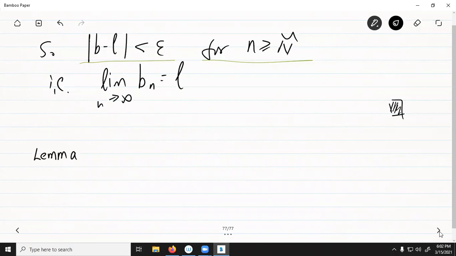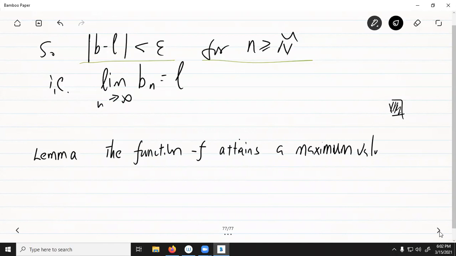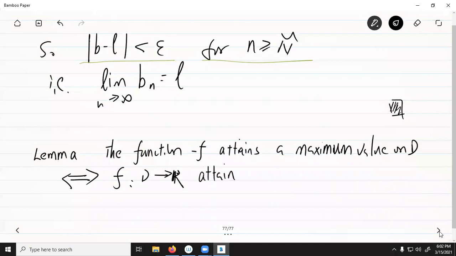So we say the function negative f attains a maximum value on the domain D if and only if this function f, which is from D to R, attains a minimum value.